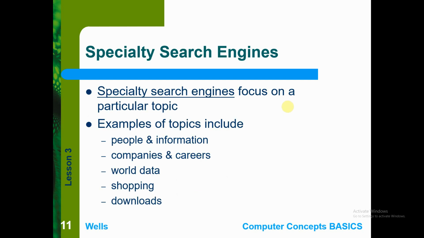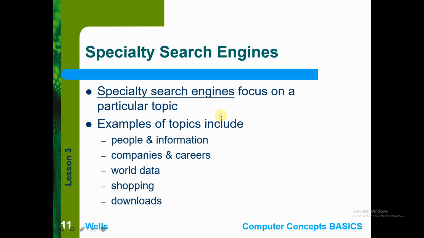So if they are not general search engines, they are categorized as specialty search engines. Specialty search engines focus on a particular topic. Examples are people information, companies and careers, world data, shopping and downloads. Aside from categorizing by topic, we can also categorize depending on the files. For example, there are search engines solely dedicated to images or mostly to video.